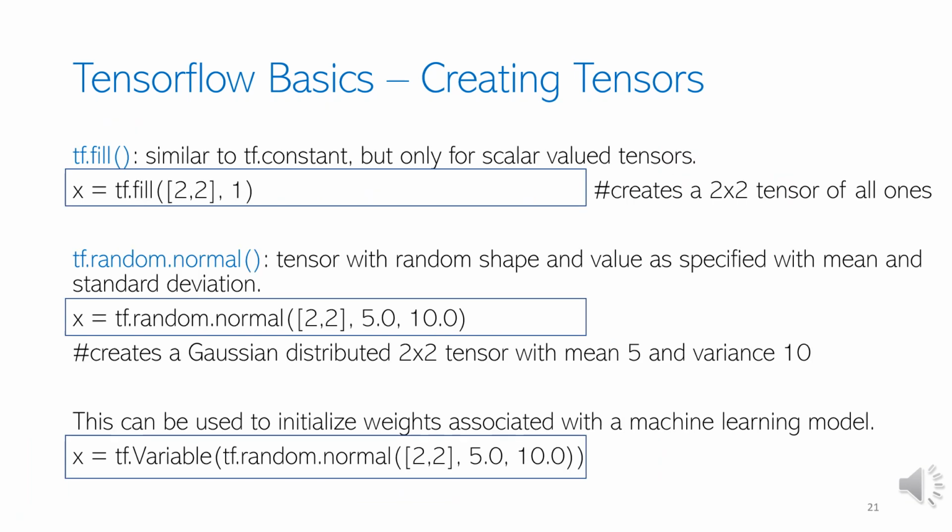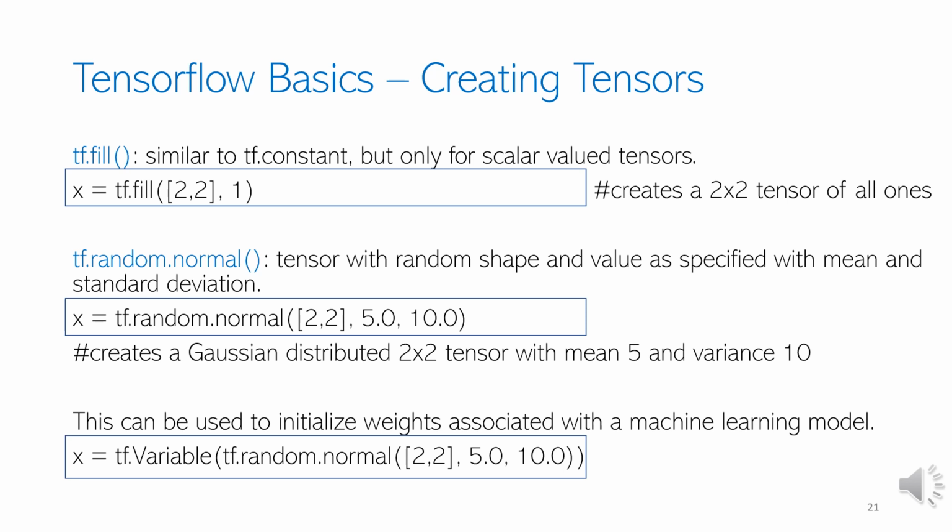procedures. If you want to fill a tensor with an initial value, you can use tf.fill, and you can specify the shape of the tensor you want. For example, if you want to create a 2 by 2 tensor filled with value 1, you can use tf.fill. You will specify the shape and the initial value for all the elements.